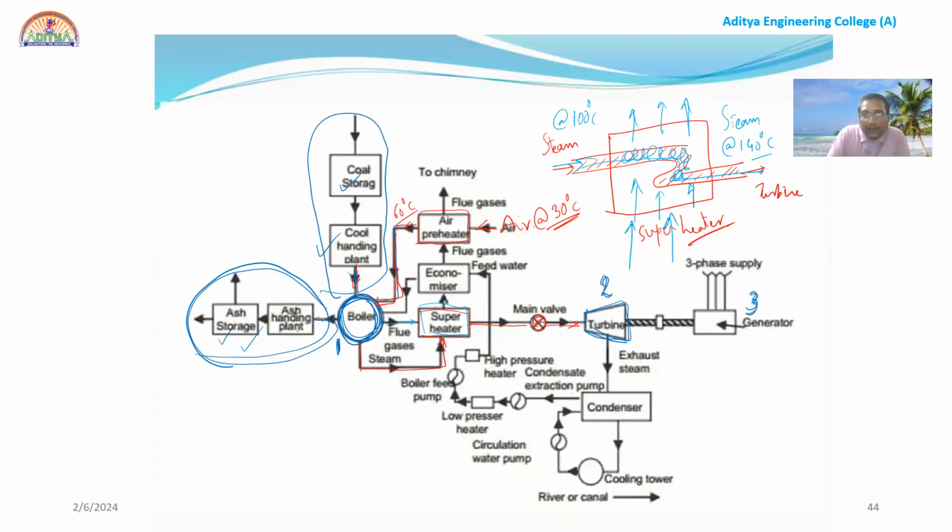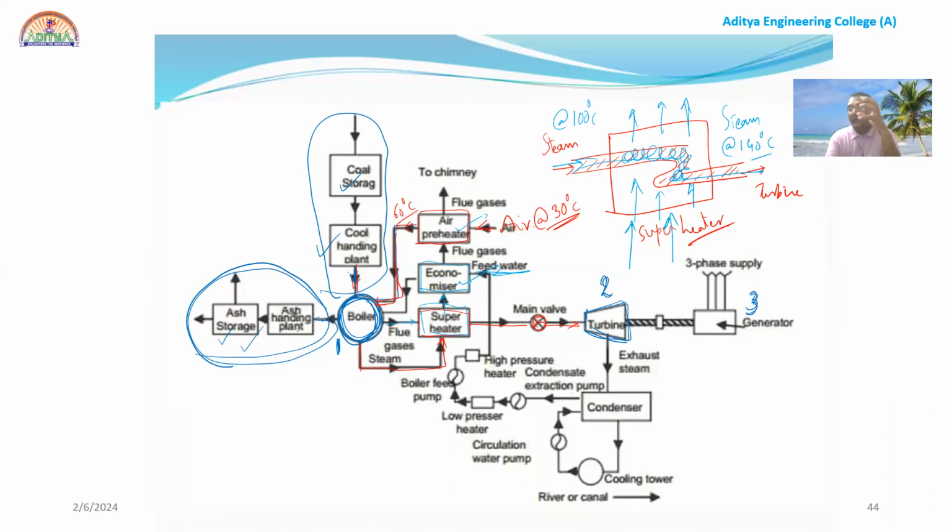After some of the heat is taken by the superheater, the flue gases will pass through the economizer, right? So the economizer will take some heat. What will it do? It will increase the temperature of the feed water. Superheater will increase the temperature of the steam. Economizer will increase the temperature of water. Air preheater will increase the temperature of air. So 3 items. So in the path of the flue gases, I am putting 3 objects.